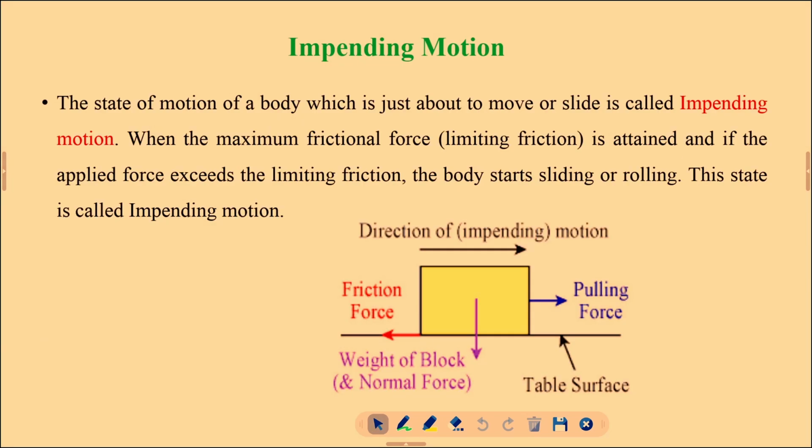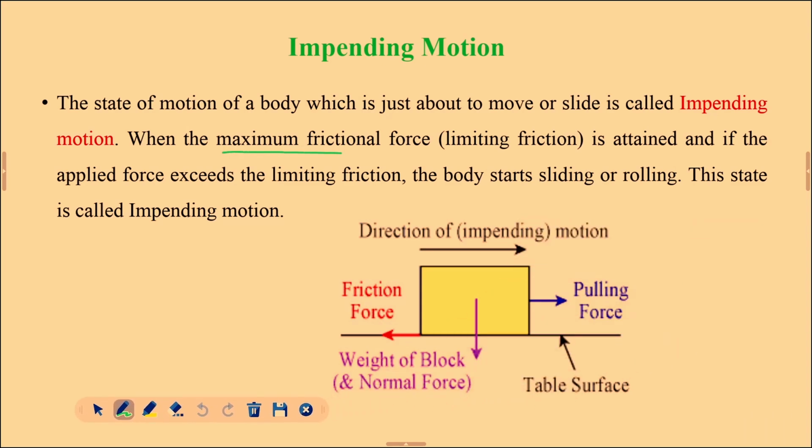And next, what is meant by impending? Impending is nothing but the state of motion of a body which is just about to move or slide, and it is called impending motion. So, when the maximum frictional force, that is the limiting friction, is attained, what will happen? If the applied force exceeds the limiting friction, the body will start to move, slide or roll. This state we call impending motion.